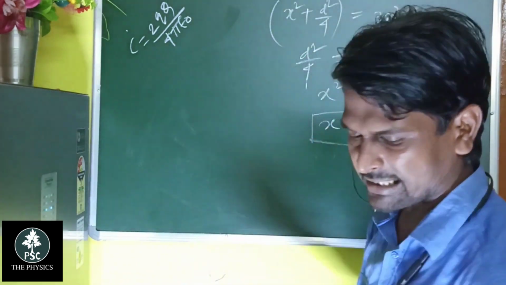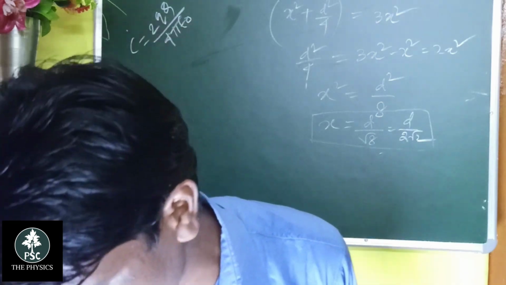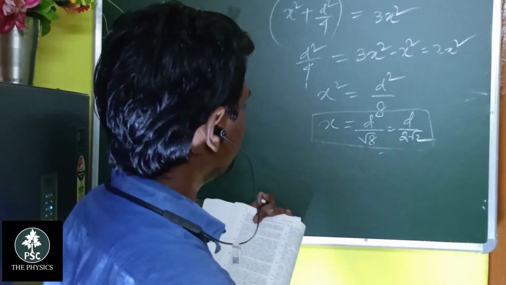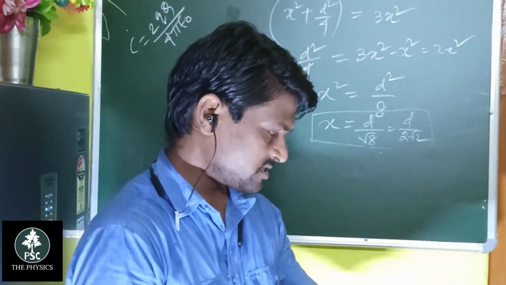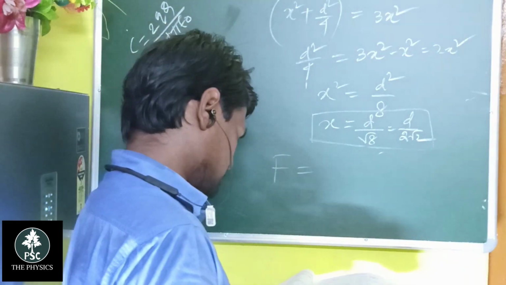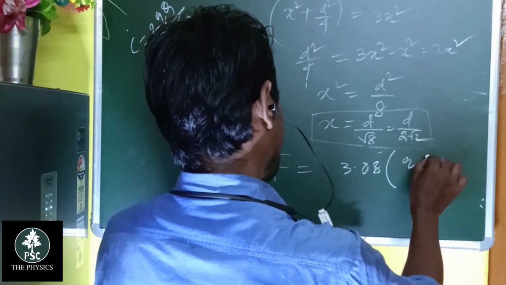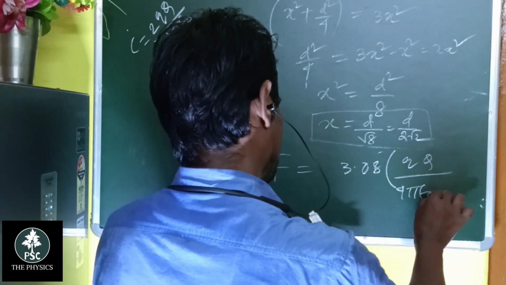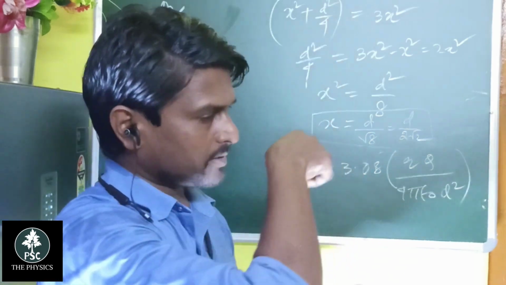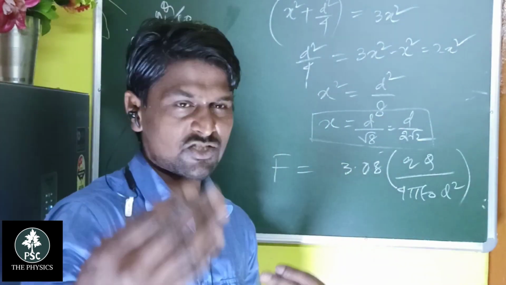This is the answer for the first part, and the second one is too easy, where in the expression of F you can substitute this value and you can get the next part. So students, this is the first part. Then, what is the magnitude of the maximum force? So F equal to, if we place that particular value, then you can get the next part, that is 3.08 small q capital Q by 4 pi epsilon naught into d square. So it is the same. You have to substitute the value of x in the previous equation. So students, I think the 31 numerical is completed, and I can explain again.